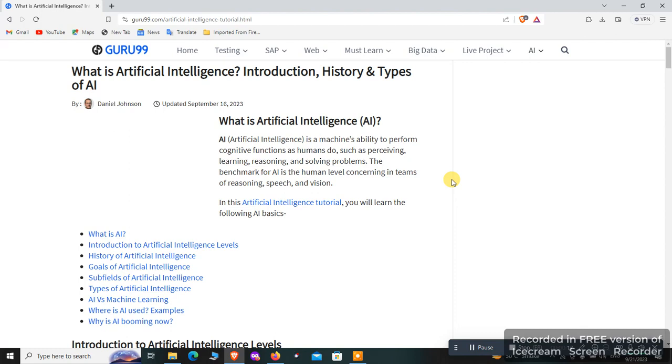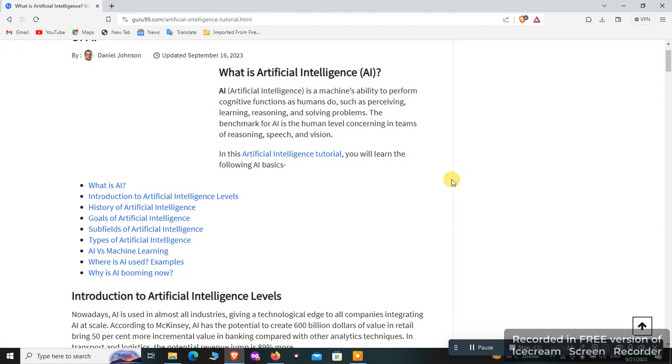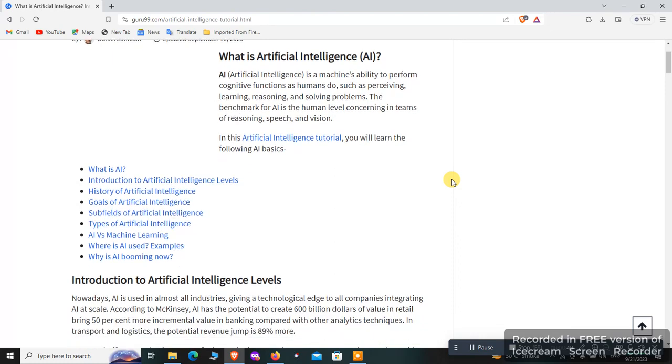AI, artificial intelligence, is a machine's ability to perform functions that humans do, such as perceiving, learning, reasoning, and solving problems. This is the benchmark for AI at human level in terms of reasoning, speech, and vision. In this artificial intelligence tutorial, we will learn what is artificial intelligence, introduction of artificial intelligence, history of artificial intelligence, goals of artificial intelligence, subfields of artificial intelligence, types of artificial intelligence, AI versus machine learning, where AI is used, examples, and why AI is booming now.